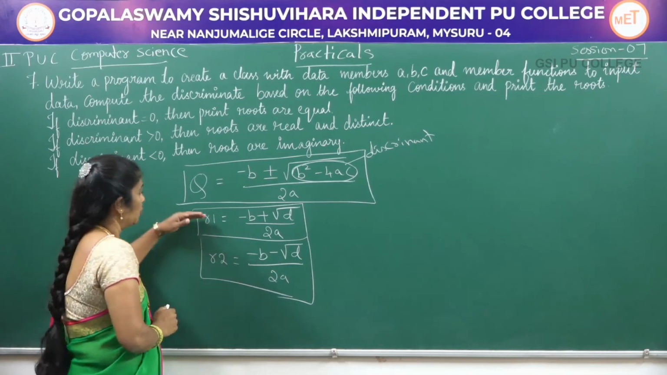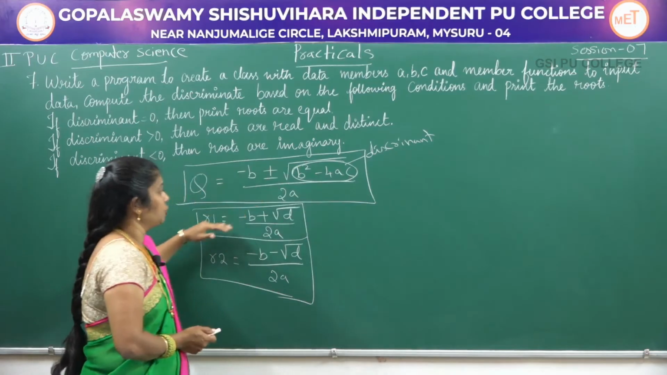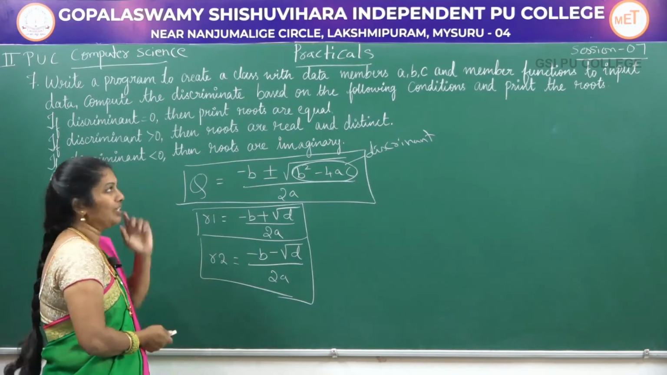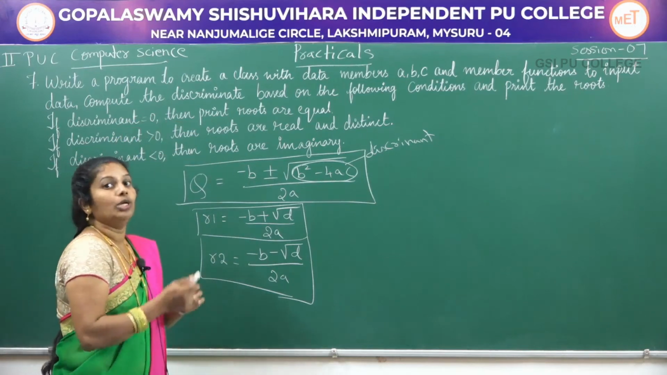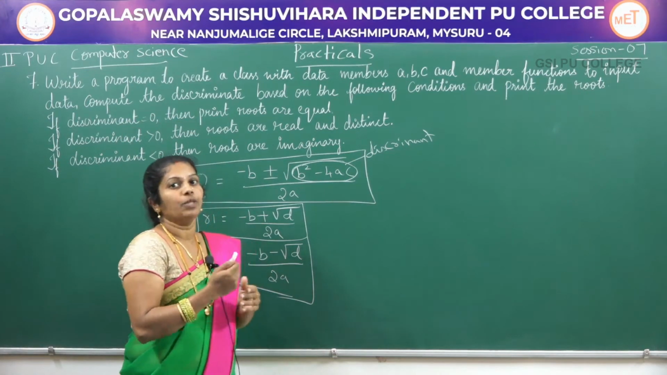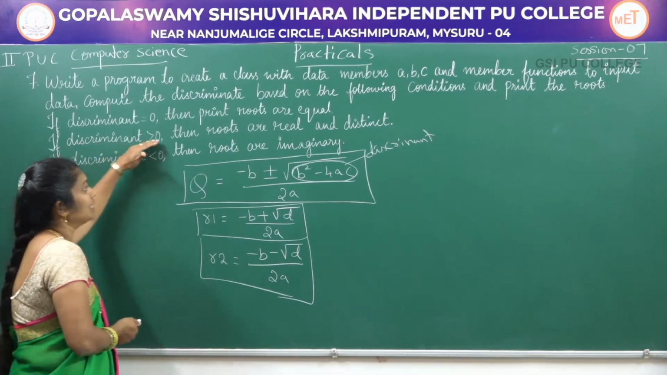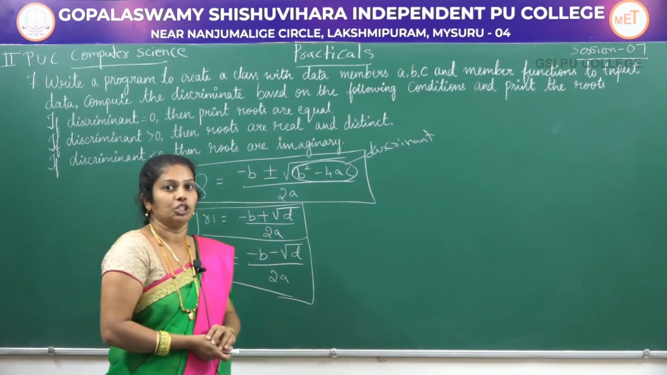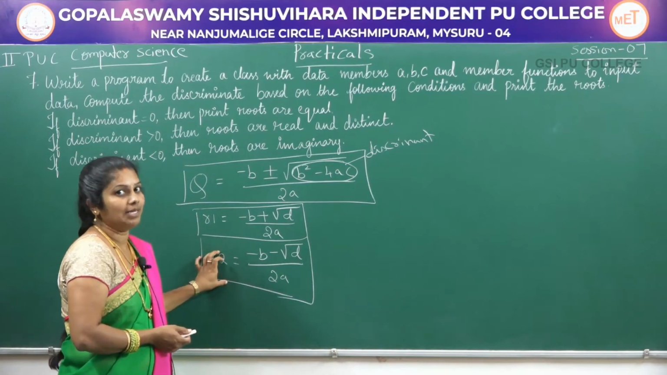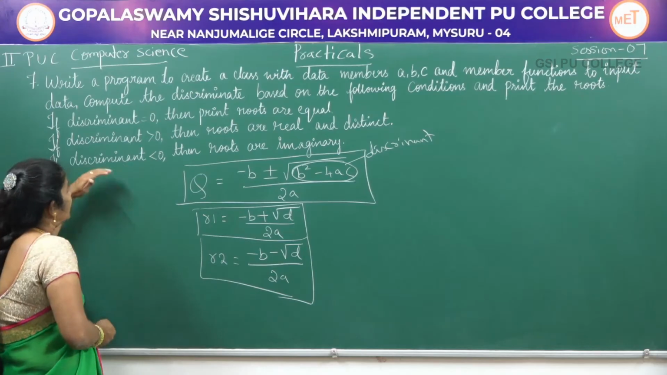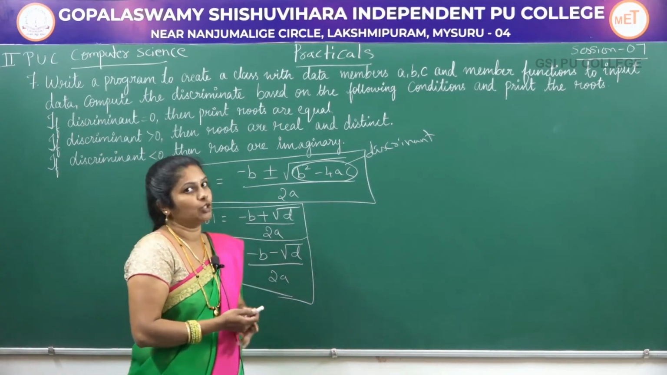Now is it clear? Root 1 as well as root 2. Depending upon the discriminant, you have to find root 1 as well as root 2. In the question, if the discriminant equals 0, you find the root 1 and root 2 values. In the same way, if the discriminant is greater than 0, that is positive, you find what root 1 and root 2 represent. If the discriminant is less than 0, then roots are imaginary, and it has to be displayed.